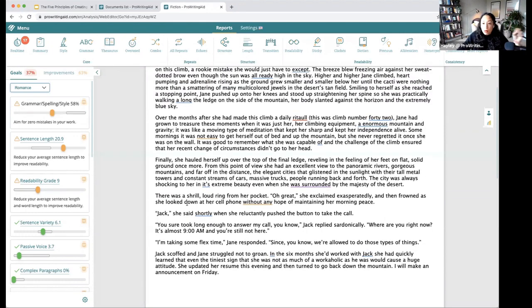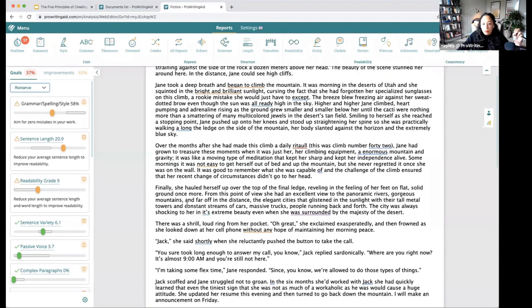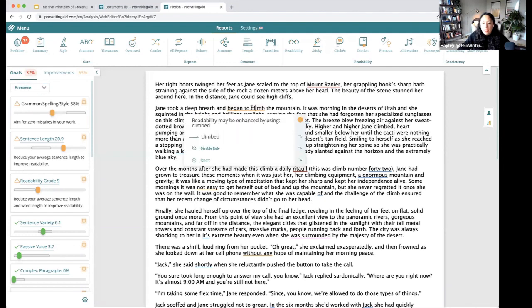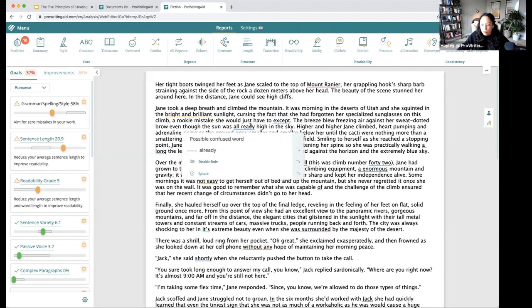Now, there are also so many different ways that you can improve readability within your document itself too. Like we've looked at before, there are places to fix passive voice. You can also find examples like this, places where you have been too wordy. Something like began to climb, you can move simply to climbed. That will improve your readability.